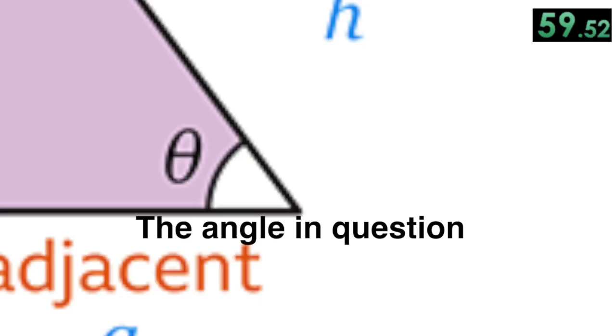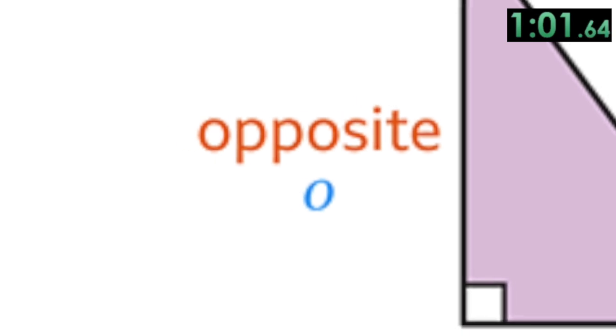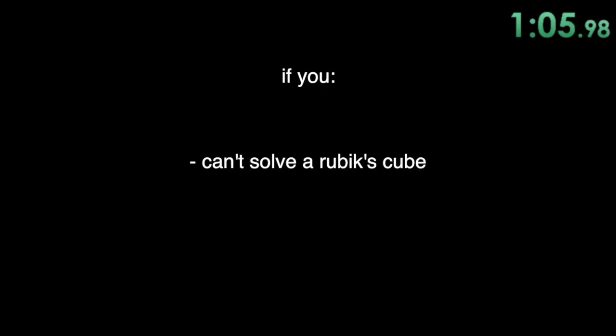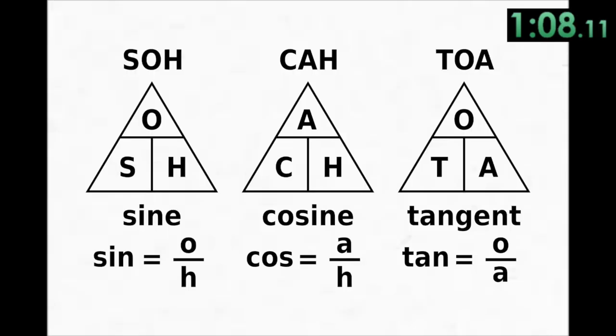Oh, what is that I hear? How dare you not know what the opposite, adjacent, and hypotenuse are? Basically, the opposite of an angle is the opposite side to the angle, the hypotenuse is the longest side, and the adjacent is the one left over. If you can't solve a Rubik's Cube and can't remember the trig functions, you can use SOHCAHTOA to help. Not for the Rubik's Cube, of course, that's just a skill issue.